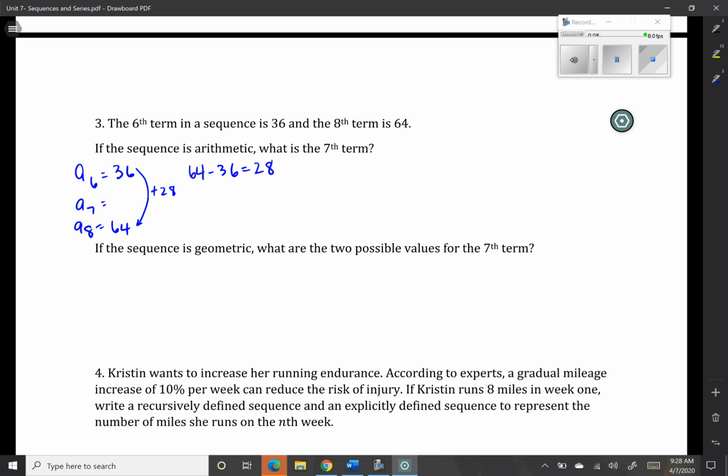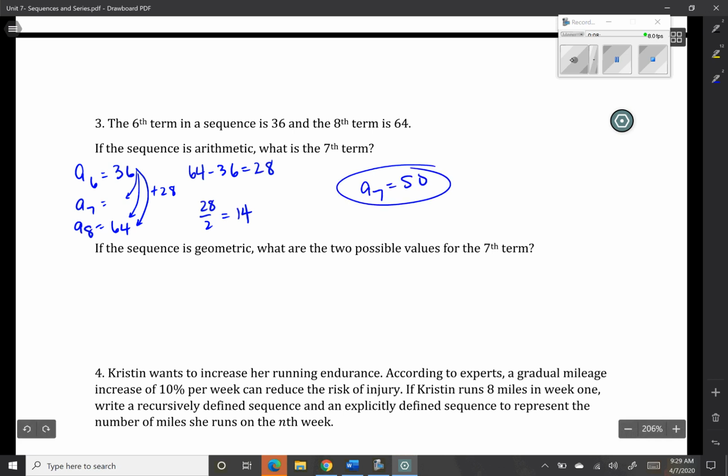Well, I want to take that 28 and split it into two evenly sized pieces because the difference here between the 6th and 8th term is 2 terms. So if I take 28 and divide it by 2, I get 14. That's my common difference. To get the 7th term, I'd say 36 plus 14, which would be 50. So the 7th term of this sequence would be 50. It works because if I add 14 again, I would get to 64. So I found the common difference there just by playing essentially with the numbers.